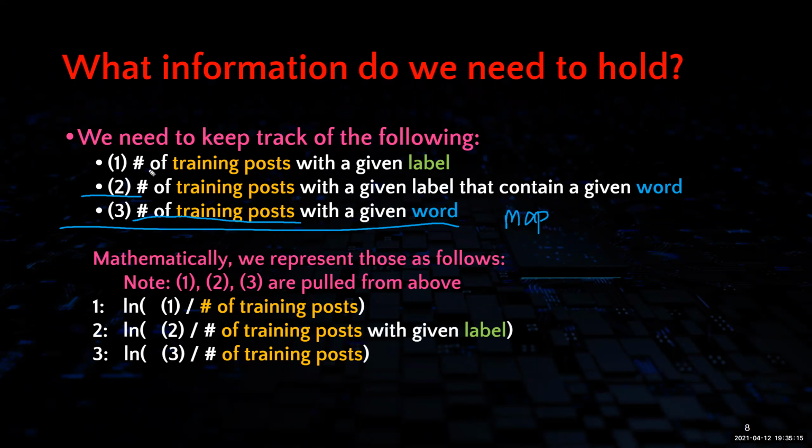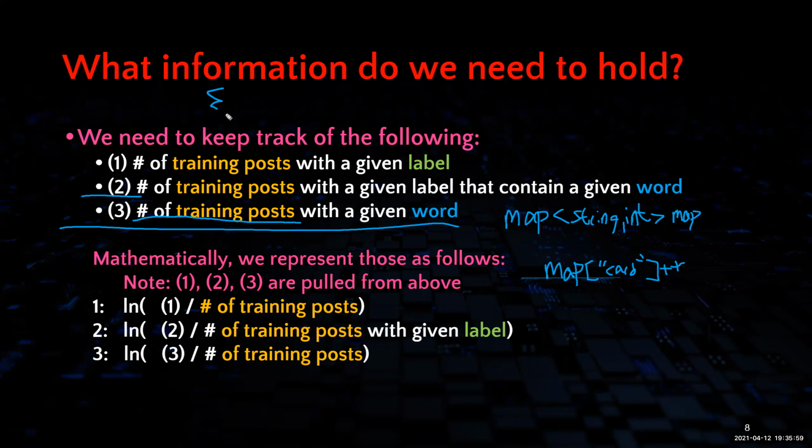Right here, notice how 1 and 3 are pretty similar. Number 1 is asking how many training posts contain this label? Number 3 is asking how many training posts contain this word? So again, if we just map a string to an int, let's say I see the word card. I can reflect that by saying map of card, and I can increment that to say I've seen the word card more than once. The big thing in number 3, though, is remember this. For a given post, we are only concerned with one word, right? We do not want repeats.